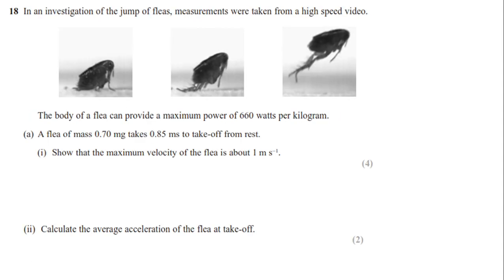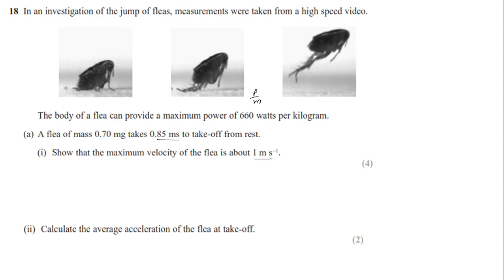Question number 18. In an investigation of the jump of fleas, measurements were taken from a high-speed video. The body of a flea can provide maximum power of 600 watts per kilogram. This is not just power, remember. This is power per unit mass, so it's not P alone, it is P upon M. Just keep this in your mind. A flea of mass 0.7 milligram takes 0.85 millisecond to take off from rest. Show that the maximum velocity of the flea is about 1 meter per second.